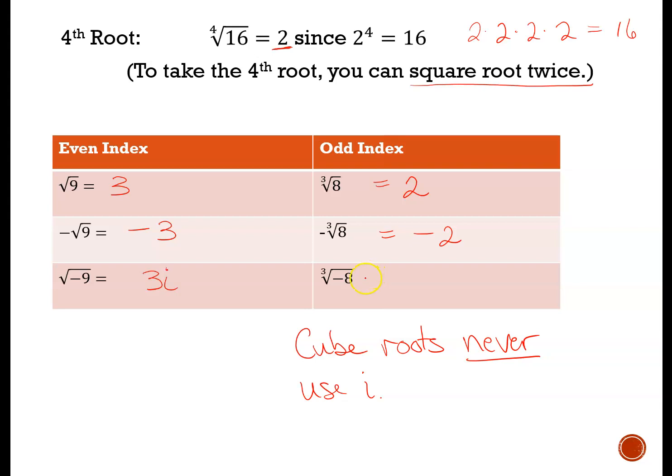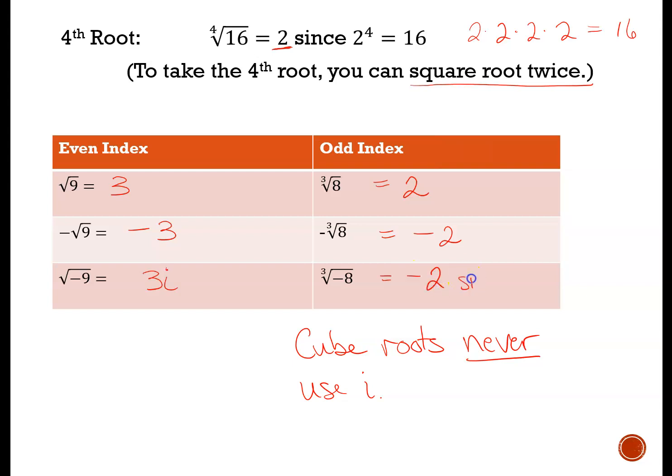There's no need for I because it is possible to take a number to the third power and get a negative result. It is not possible to take a number squared and get a negative result. That is why the square root has the I, the cube root does not. So the answer to this is actually negative 2.